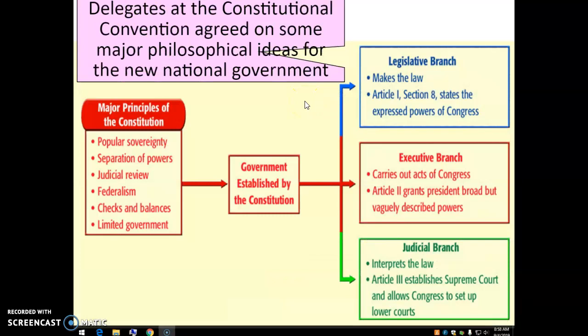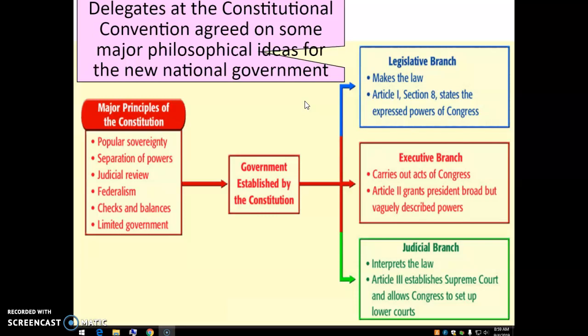And there are going to be major principles of the Constitution that are established amongst all of the delegates. All 55 agree on these things. They all agree on popular sovereignty, the idea of democracy, and having a republic system set up of voting. Nobody wants to get rid of that. They all believe in separation of powers, where there should not be one branch that is more powerful than the other ones. In judicial review, we will talk more about that when that comes out of Marbury versus Madison case in period 4. But the idea that the judicial branch can interpret laws, that's really not an original idea.